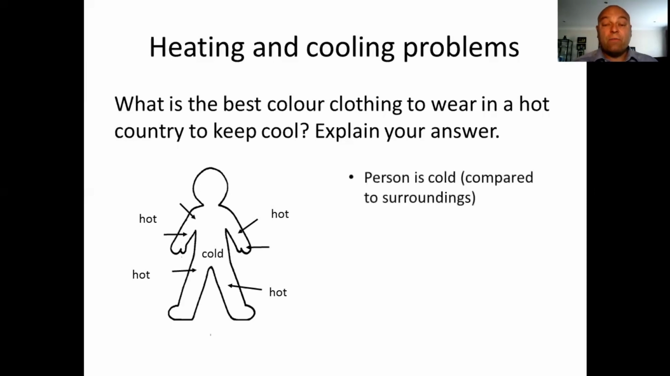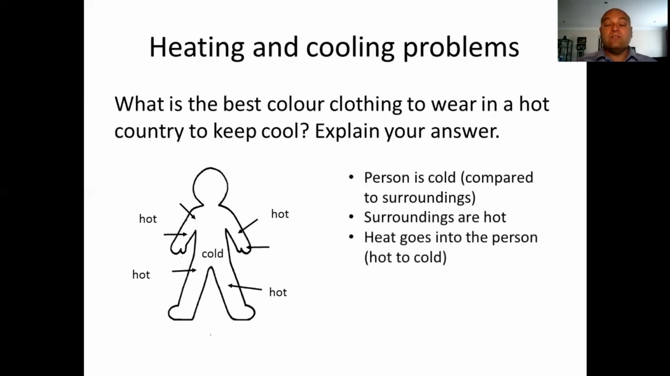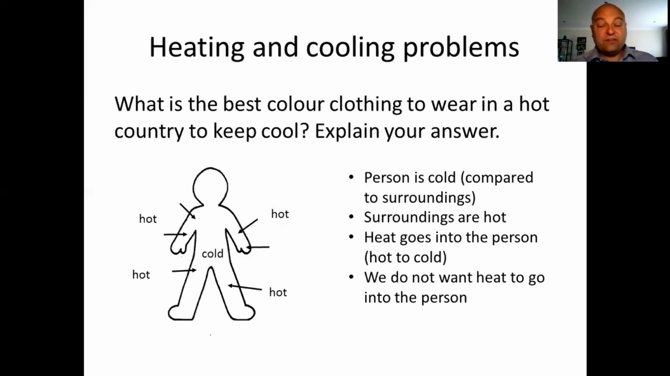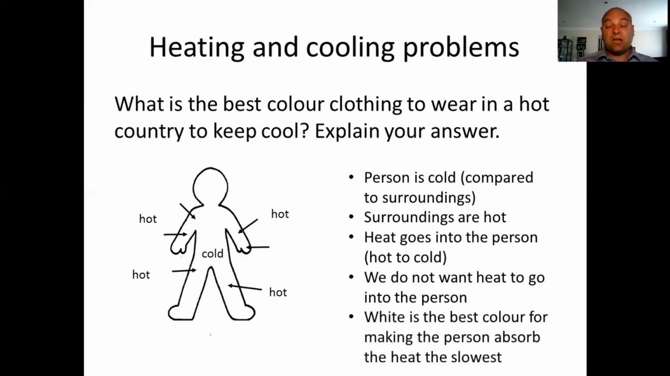You should have written down the person is cold, or at least cold compared to the surroundings. The surroundings are hot. Heat goes into the person because heat goes from hot to cold. We do not want the heat to go into the person. The best colour for stopping that happening is white. It's the best colour for making the person absorb the heat energy the slowest. If you've got that right, well done.